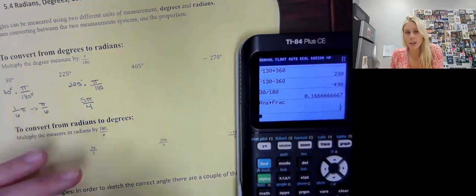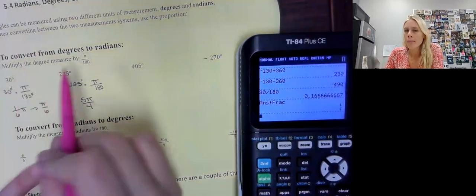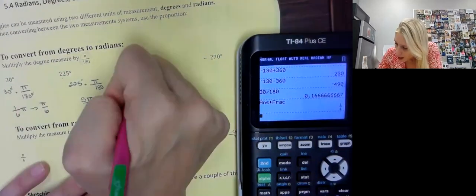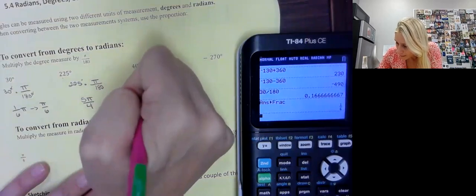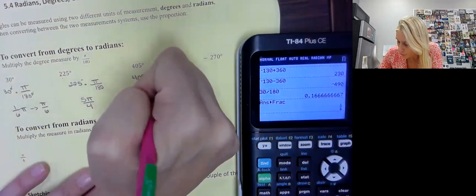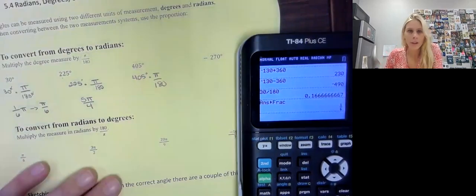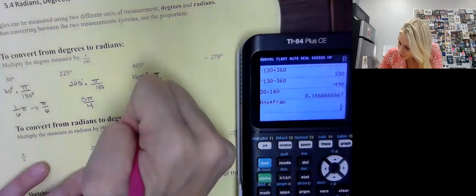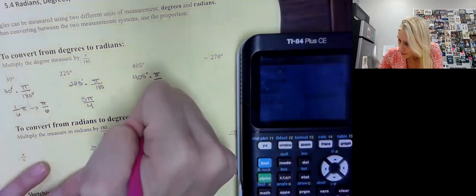405. Now this, of course, these two degrees, right, are on our unit circle. But 405 is not on our unit circle. So again, 405 degrees times pi over 180. Do that in your calculator. Math, enter, enter. You get 15 pi over 4.